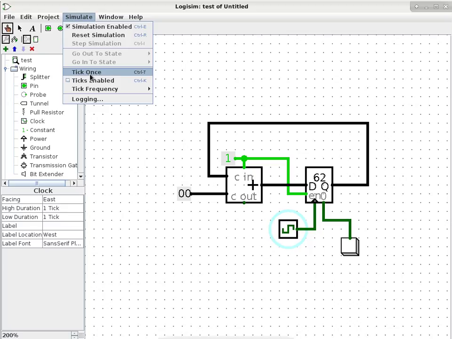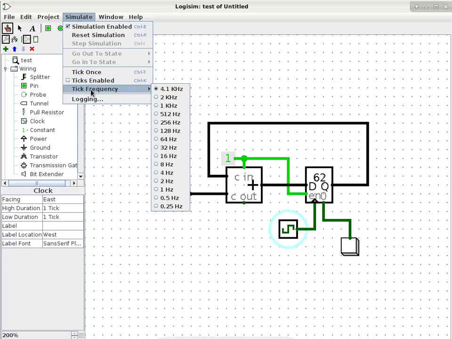But it also has ticks enabled. Now when you enable ticks, it will automatically oscillate the clock from high to low to high to low. So this way you don't have to click like crazy. But if you say, well, I don't want it to click too fast because I can't really see what is going on, then you go to click frequency and you say, okay, 4.1 kilohertz is a little bit too fast for me to visualize.